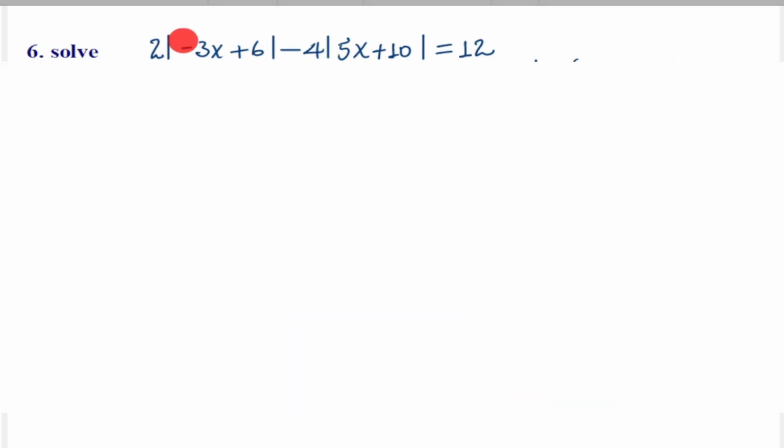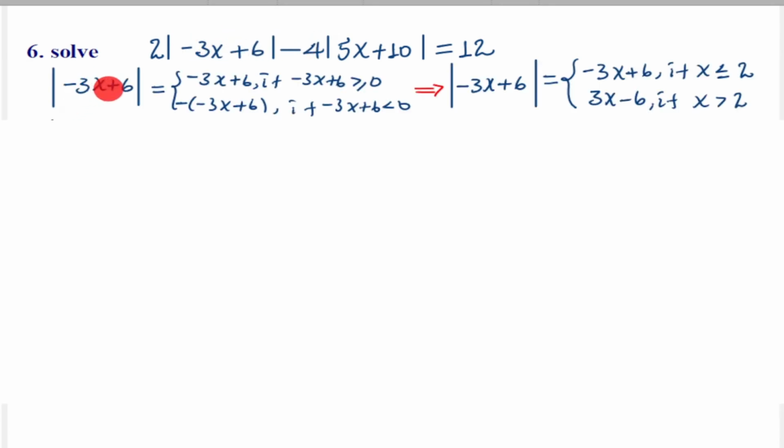6. Solve 2 times the absolute value of minus 3x plus 6, minus 4 times the absolute value of 5x plus 10, is equal to 12. This is a double absolute value equation. The absolute value of minus 3x plus 6 is equal to minus 3x plus 6 if minus 3x plus 6 is greater than or equal to 0, and minus of minus 3x plus 6 if minus 3x plus 6 is less than 0.